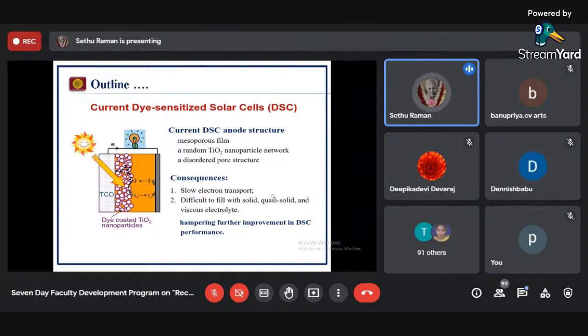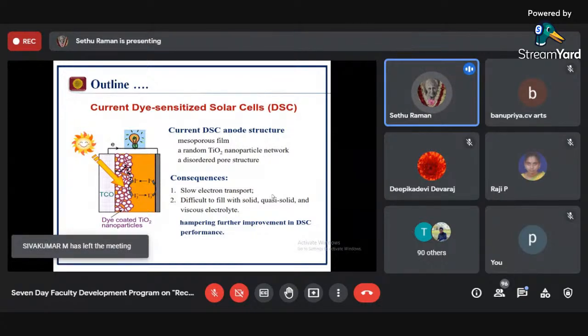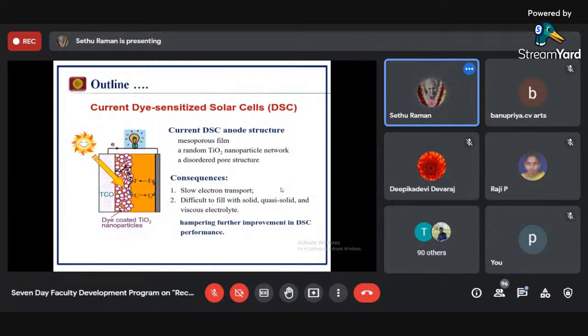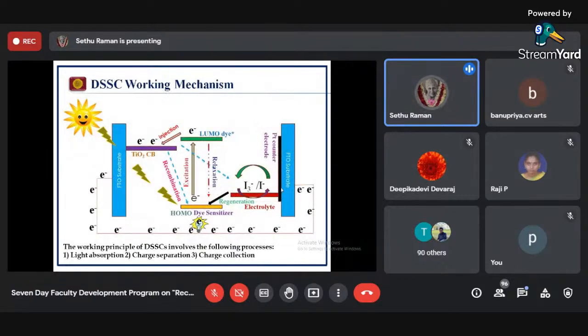TiO2 is playing a very important role in dye-sensitized solar cells. TiO2 nanorod growth is very important for dye-sensitized solar cell applications. This is a simple working mechanism of a DSSC. First, light absorption. Here are the HOMO and LUMO, the highest occupied and lowest unoccupied molecular orbitals of the dye sensitizer.